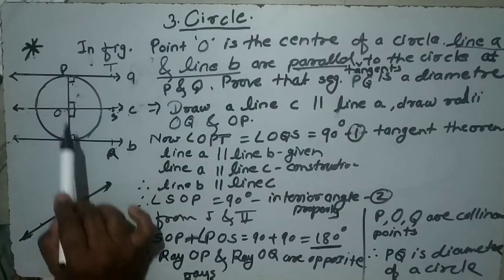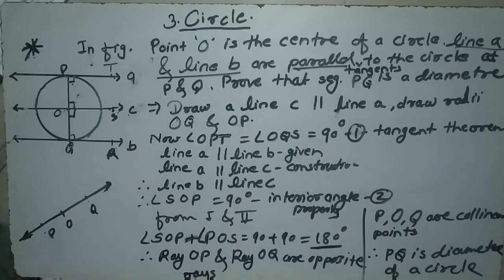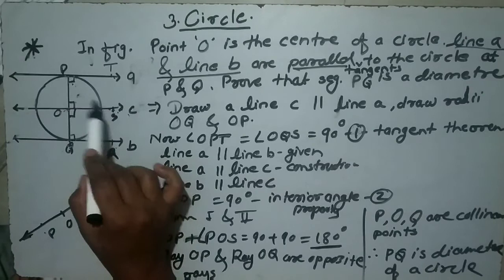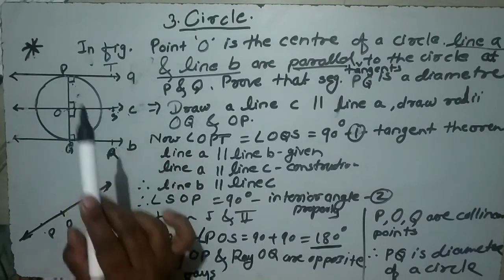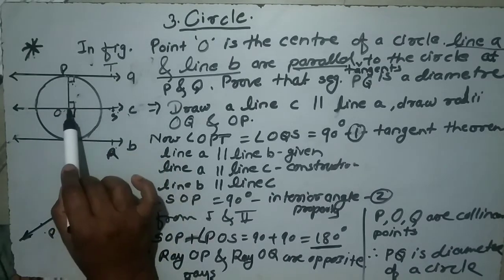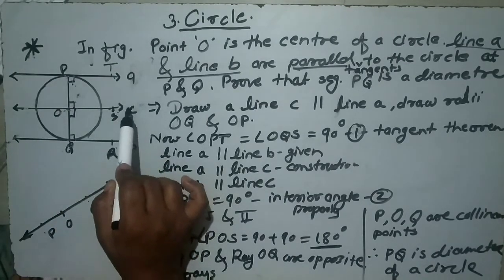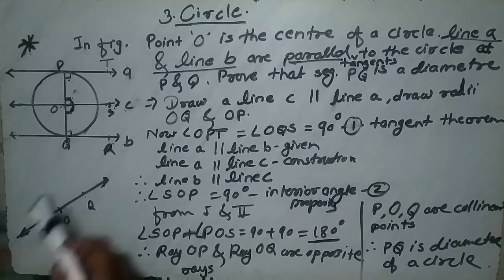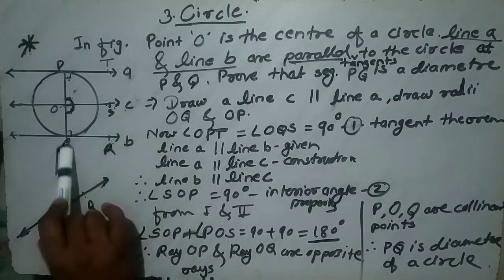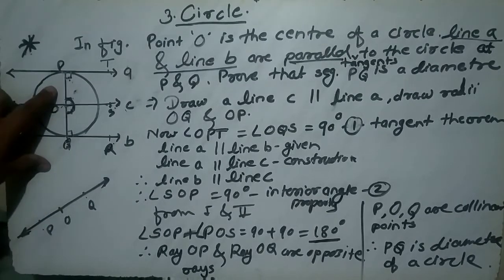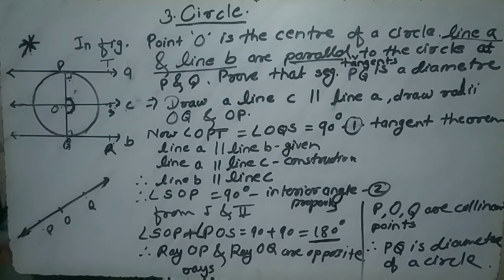To prove this, what we have done here: first of all, as you know, this is 90 degrees and that is also 90 degrees. After that, these lines are parallel to each other, so the sum of interior angles is 180 here and here also. So angle POC is equal to 90 and angle COQ is also equal to 90. So the measure of angle POQ is 180, and angle POQ is a straight angle, and if it is a straight angle, PQ is a diameter.